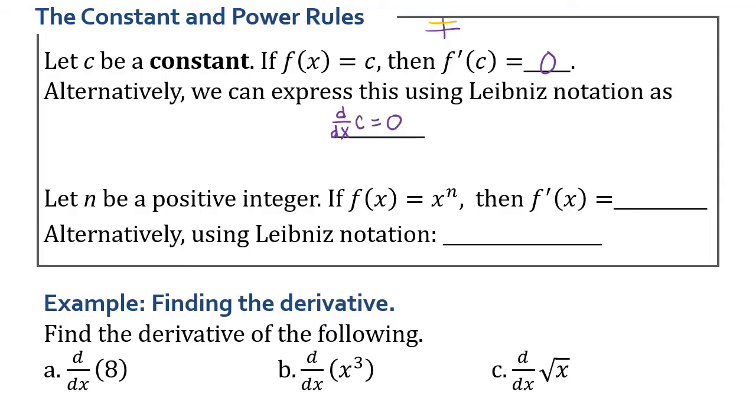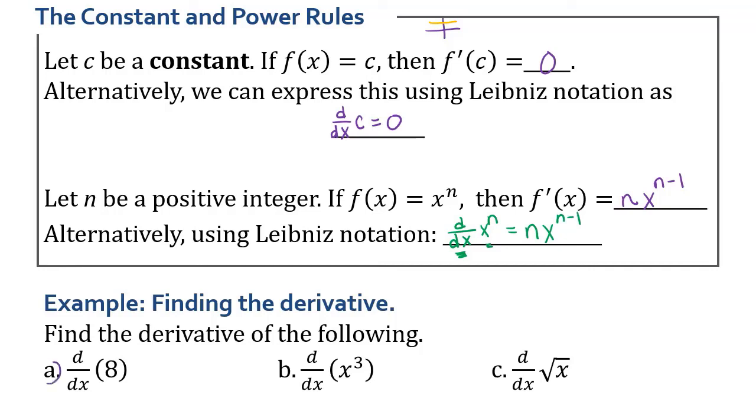Let n be a positive integer. If f of x equals x to the n, then the first derivative is n times x to the n minus 1 power. Again, if I use Leibniz notation, we would say the derivative with respect to x, d over dx of x to the n. This means taking the derivative of this function with respect to x, and that is n times x to the n minus 1.